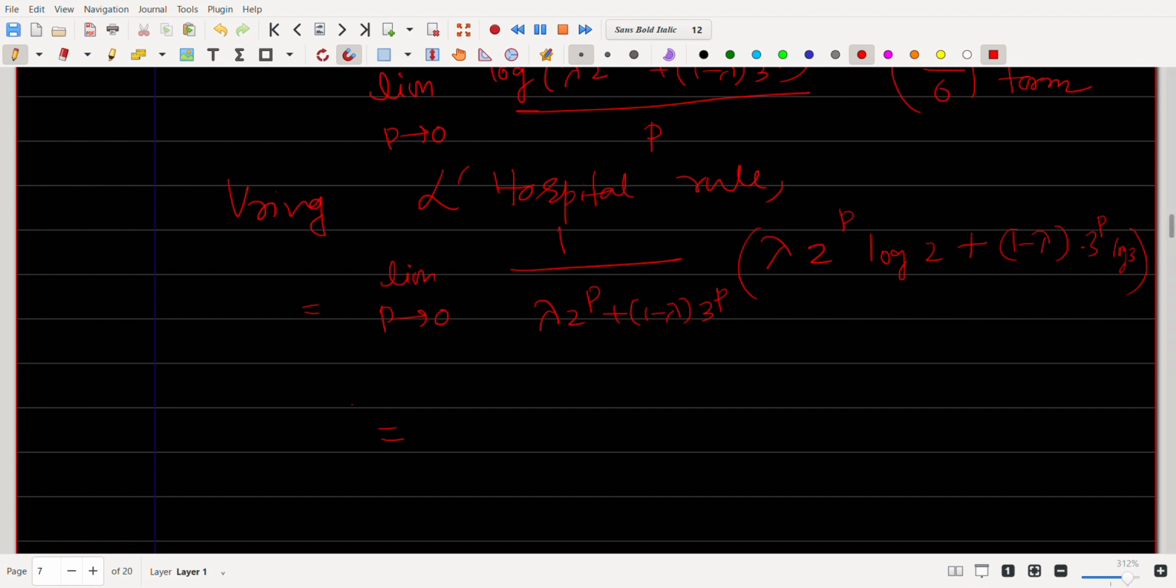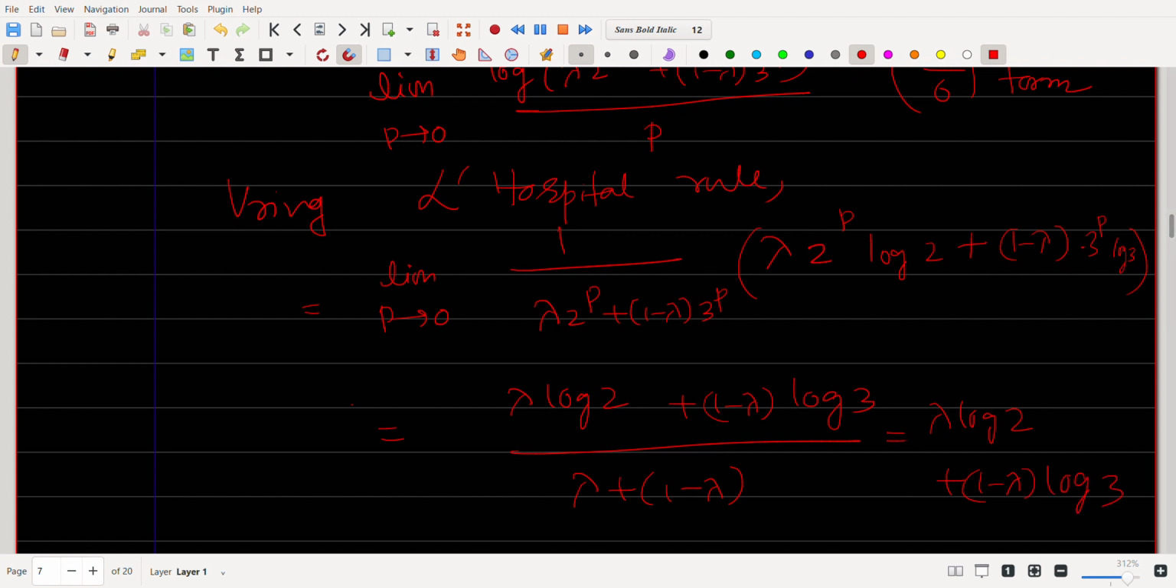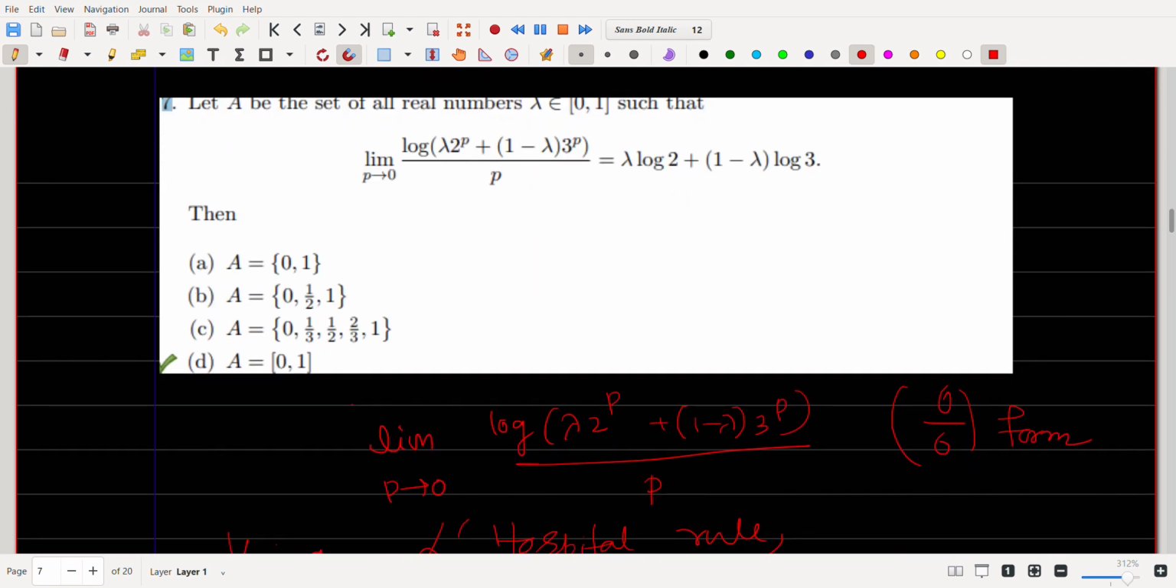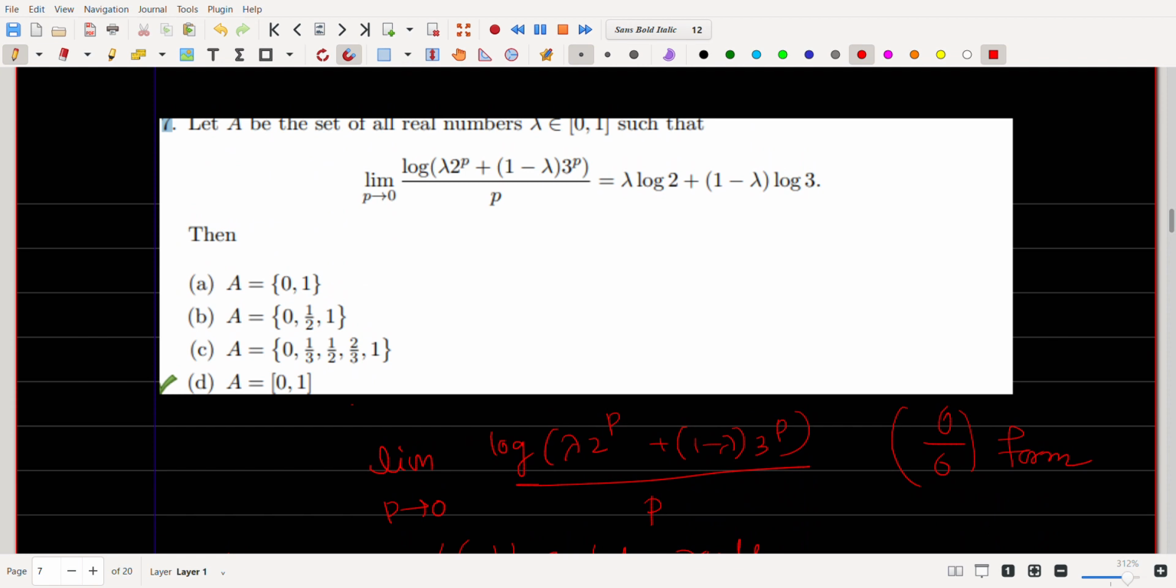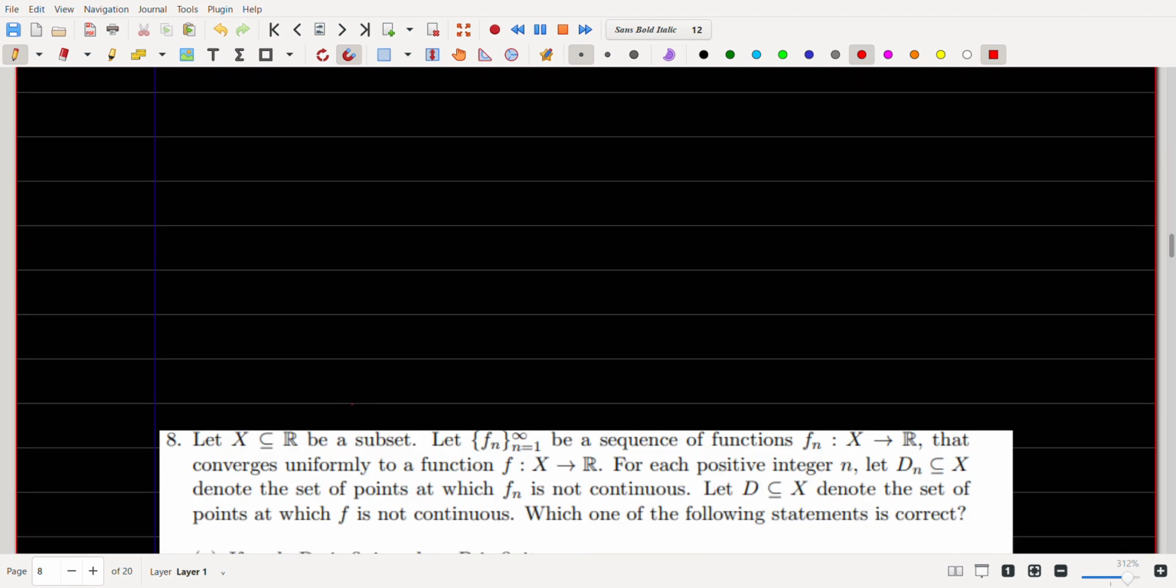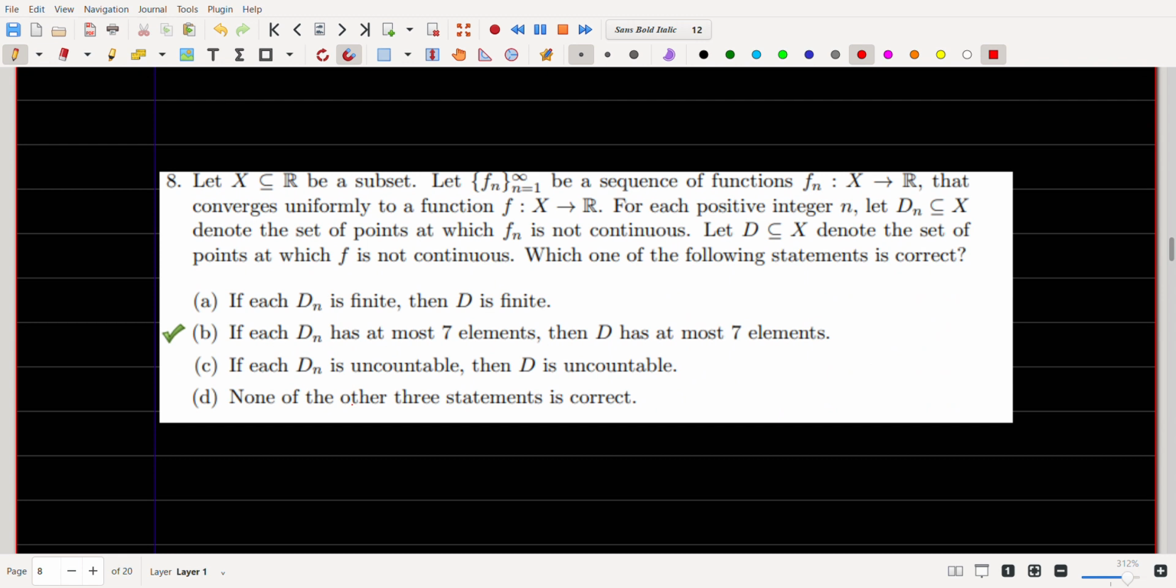Okay, so now you can put p equal to 0. Then you have (lambda log 2 + (1 - lambda) log 3) by (lambda + 1 - lambda), which gives you lambda log 2 + (1 - lambda) log 3, which is the answer. So that means the limit exists for every lambda, so you can choose lambda to be anything. Okay, so that means option D is correct, because lambda belongs to the closed interval [0,1], so you can take lambda to be anything. So that's why it is the closed interval [0,1]. Fine.